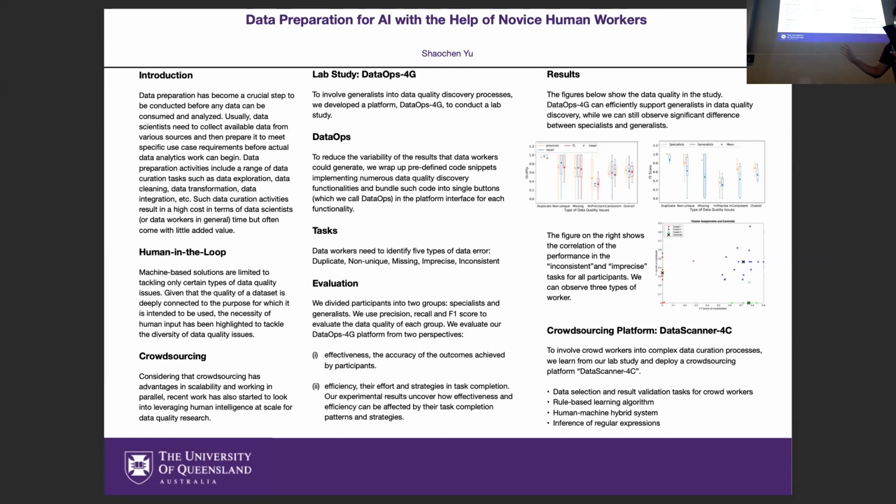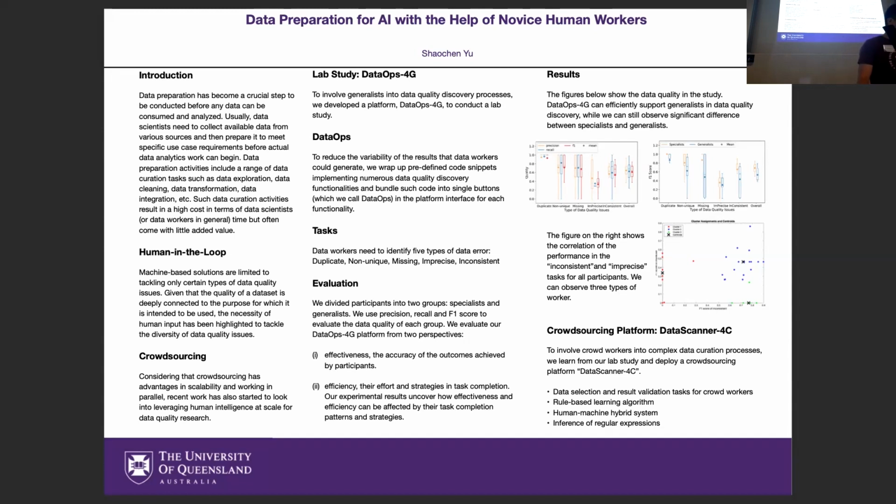Another figure shows some points that indicate their performance, and it shows that different workers have different advantages. For example, a worker could be good at finding imprecise values, and another worker could be good at finding format inconsistency issues. Can we design a combination, where we let these workers do the imprecise values and the other workers do the inconsistent values? So we are giving the opportunities for those kinds of combinations.